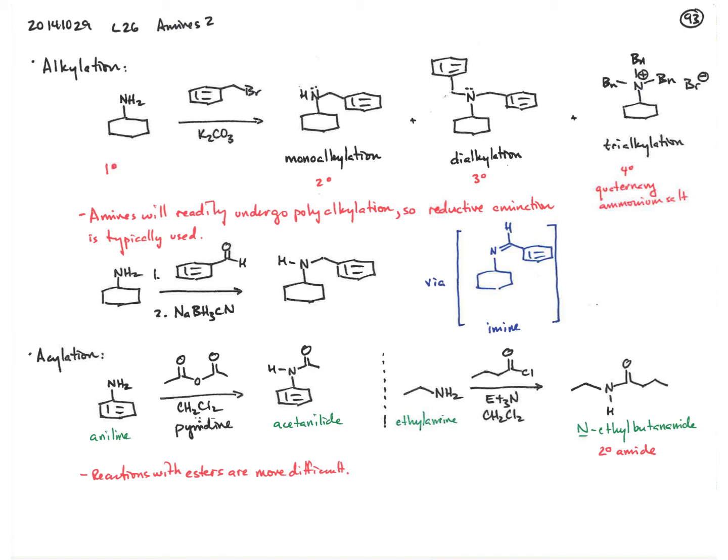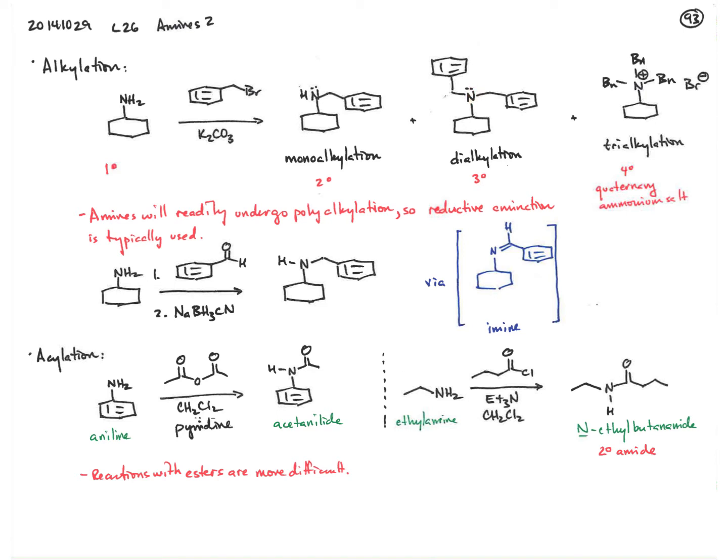Now the issue with these sorts of reactions is that when the reaction is in progress, you're forming a secondary amine. This can also be nucleophilic because this nitrogen has a lone pair. It can also react with the starting material. You can get dialkylation. So notice 1, 2, 3. Now we have a tertiary amine, and this can also act as a nucleophile.